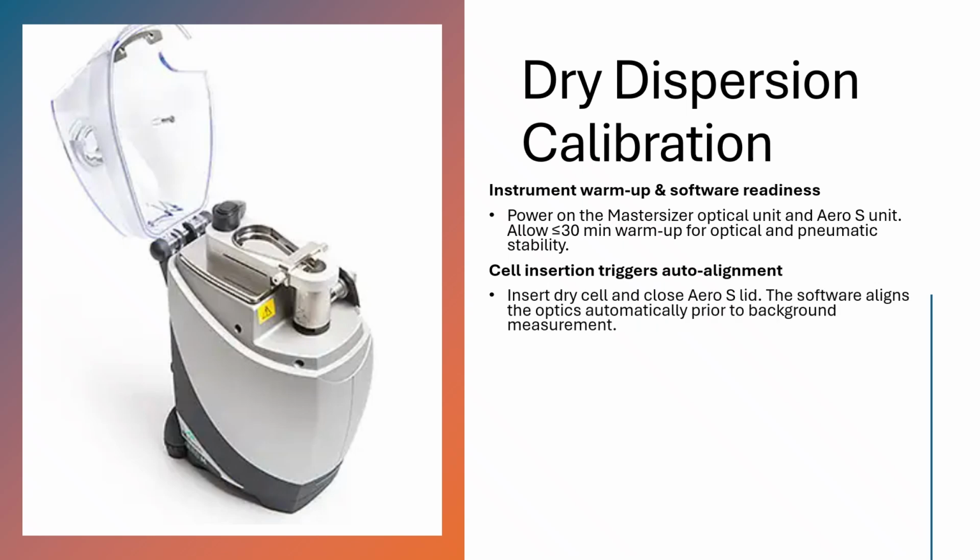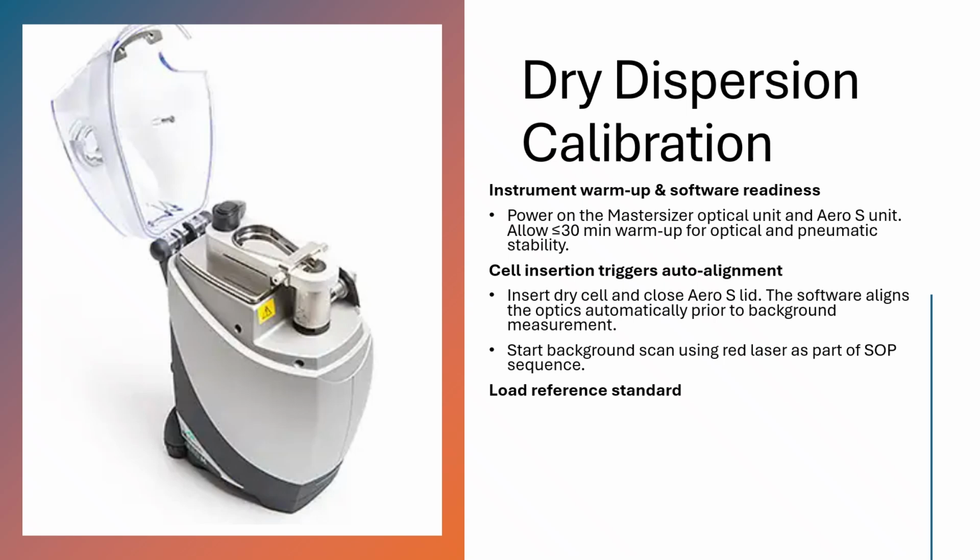So here you need to insert the dry cell and close the LOS lid. Then the software system aligns the optics automatically prior to the background measurement. So basically dry dispersion uses a direct optical path without liquid, which makes accurate laser alignment critical, right? So auto alignment ensures that the beam passes precisely through the center of the measurement zone, reducing scattering artifacts from misalignment, right? Then start the background scan using the red laser as a part of the SOP.